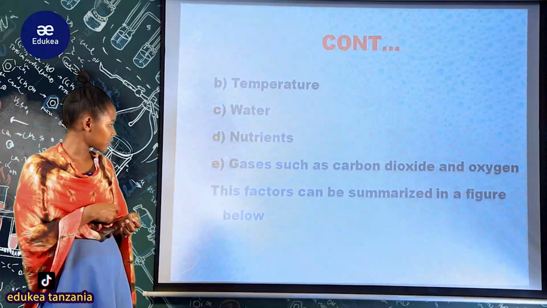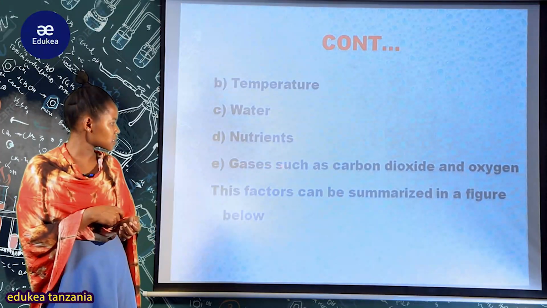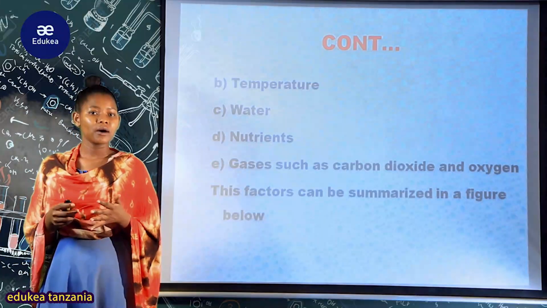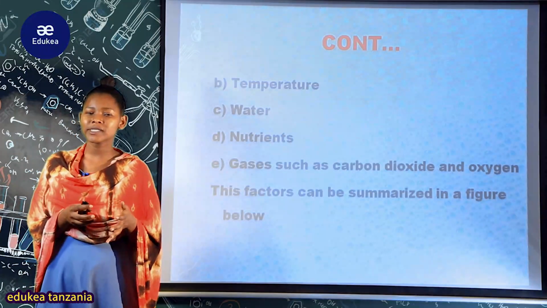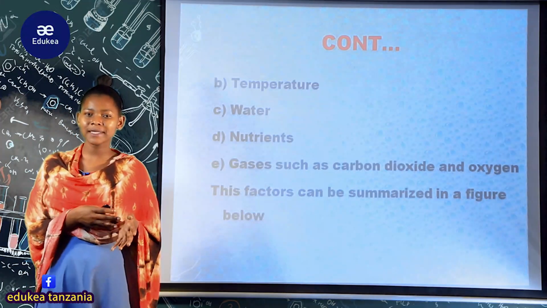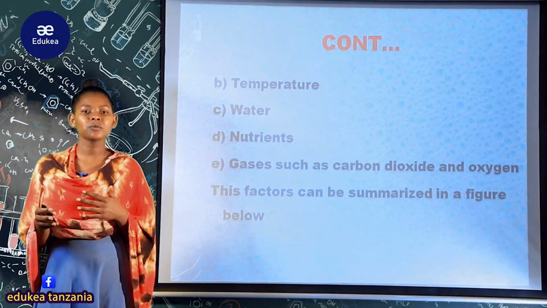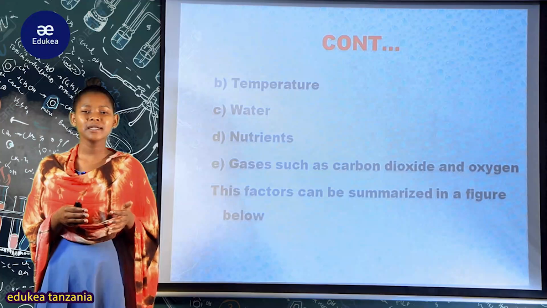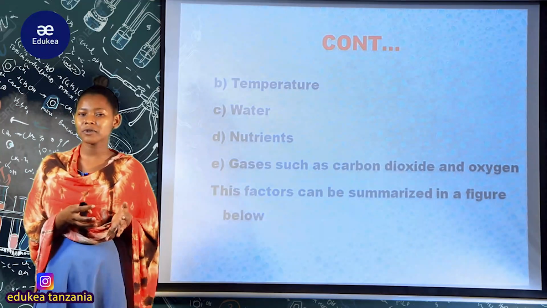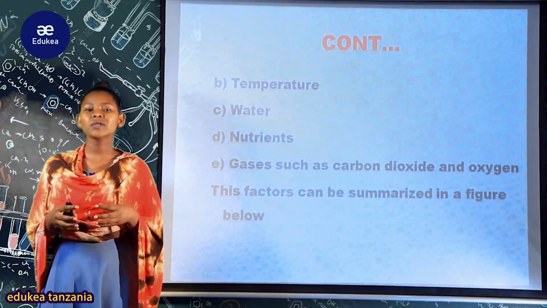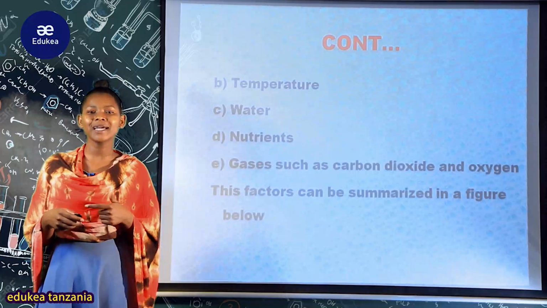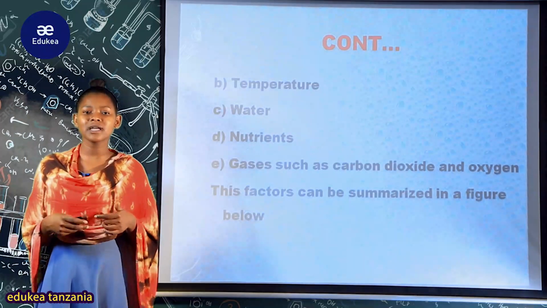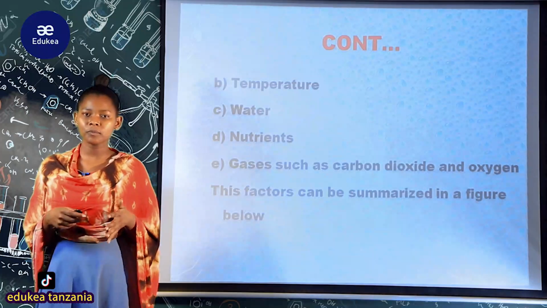Another external factor we can see is gases such as carbon dioxide and oxygen. On this factor, you can see carbon dioxide ina umuhimu gani kwenye plants na oxygen ina umuhimu gani kwenye plant. Tukianza na carbon dioxide, carbon dioxide inakuwa kama raw material ya photosynthesis. Pia oxygen inaenda kutumika kwa ajili ya aerobic respiration kwenye mimea. And this they can facilitate growth and development kwenye plant.